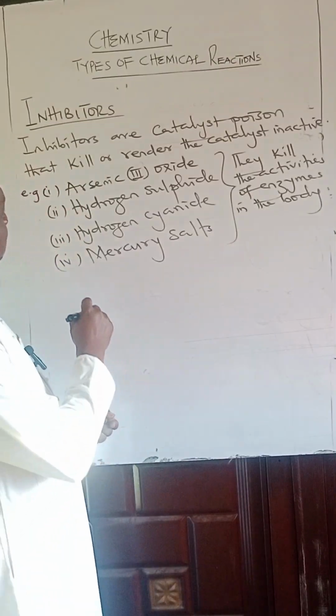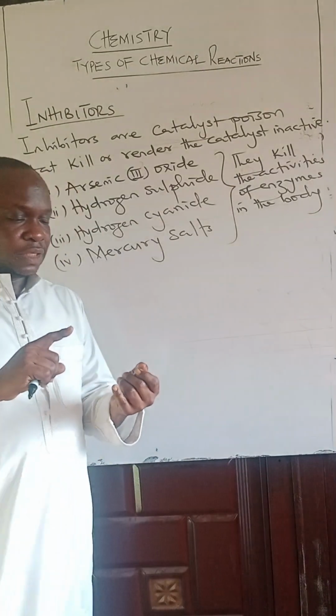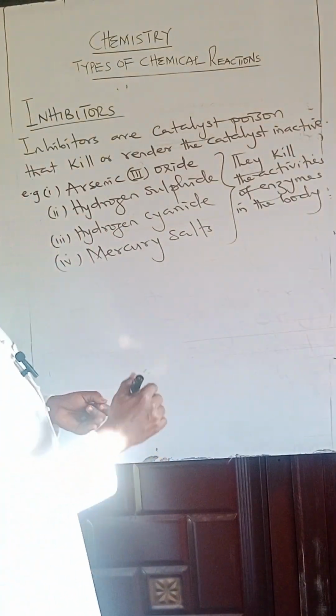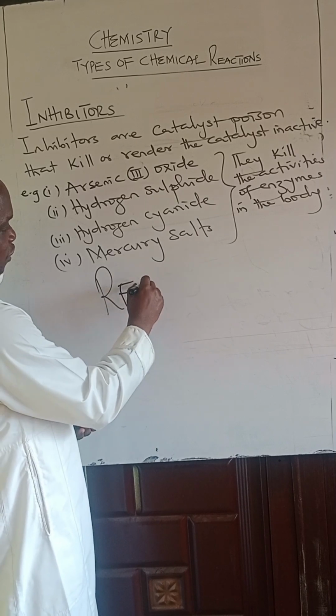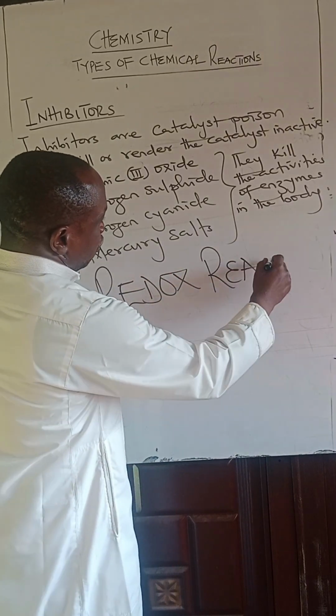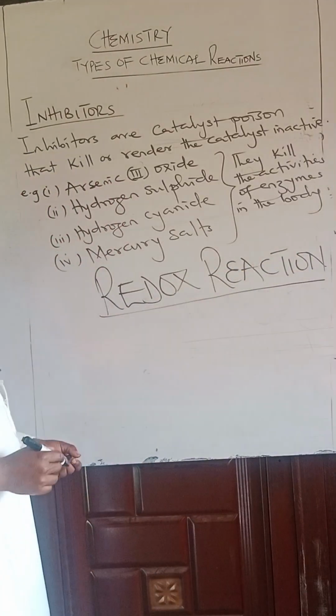So our next, we are still under types of chemical reaction. We have seen displacement reaction. We have seen catalytic reaction. The next one is redox reaction. Our next video will be number 3, which we call redox reaction.